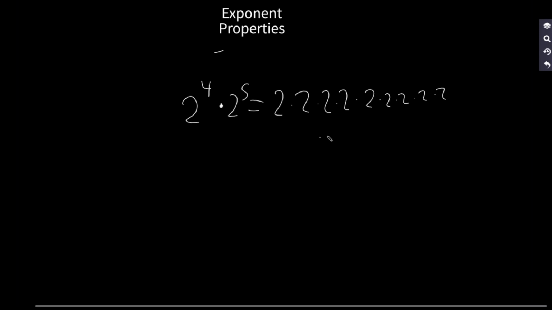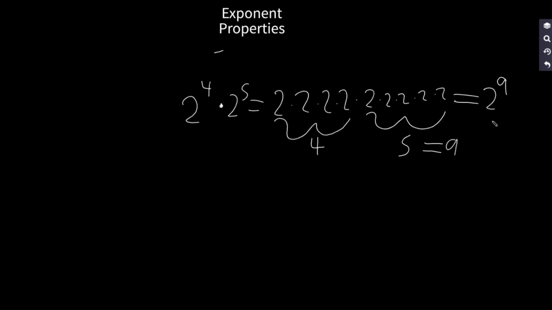A lot of 2's. But let's think, how many 2's are there? So let's see. The 2 to the 4th, that had 4 2's. And then the 2 to the 5th, that had 5 2's. So you have 4 plus 5 equals 9 2's all in all. So this is equal to 2 multiplied together 9 times. All right, so you might see the pattern already, but let's do this one more time.